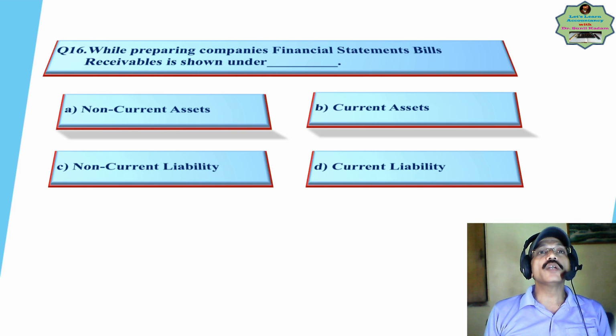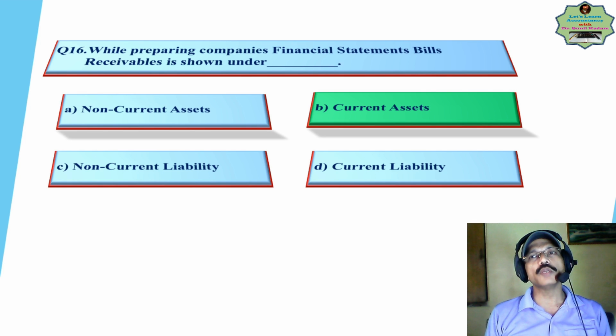But here we got an example of bills receivable, and bills receivable will be realized within 12 months from the date of the balance sheet. That's why it is a current asset. So current liability and non-current liability are not applicable, but between current asset and non-current asset there will be a dilemma. You may commit a mistake, but remember friends, the asset which is going to be sold or change its form within 12 months is called a current asset. So bills receivable will be realized within 12 months, therefore it is a current asset.